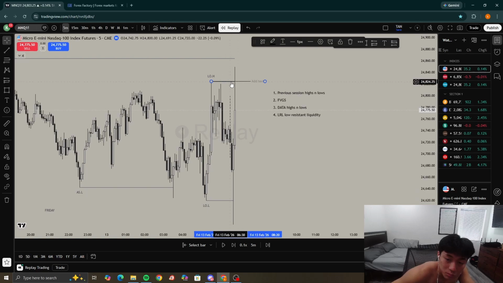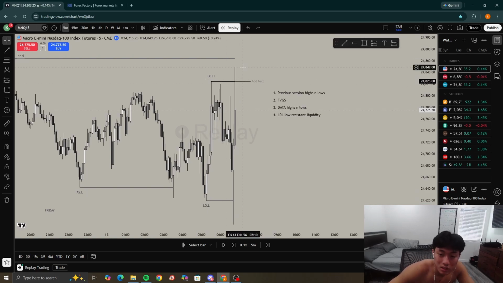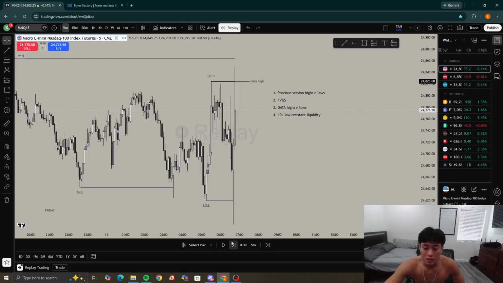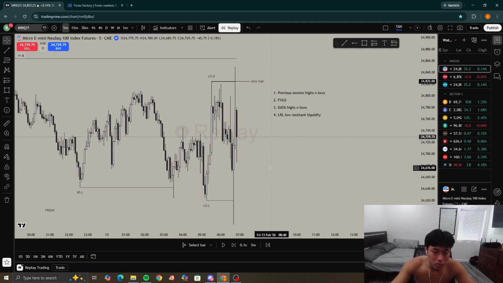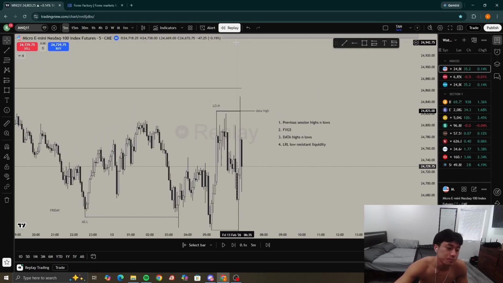Price would come up, sweep up my London high as well as my data high, and we would see a 75-point sell-off, which, let me put on my candle. Yeah, more than a 75-point sell-off. We saw a 166-point sell-off. It's just another pool of liquidity we can play off. It's the same reaction as previous session highs and lows. So if we hold below it, we look for shorts. Or if we hold above it, banks are satisfied, we're looking for higher, bearish, bullish.